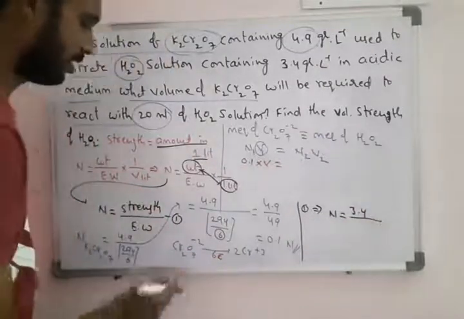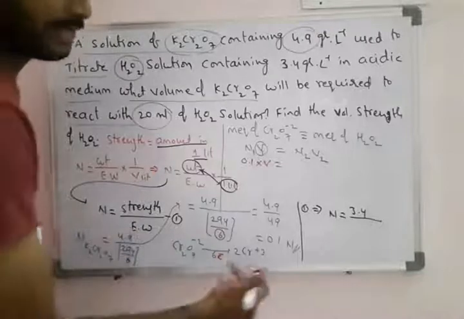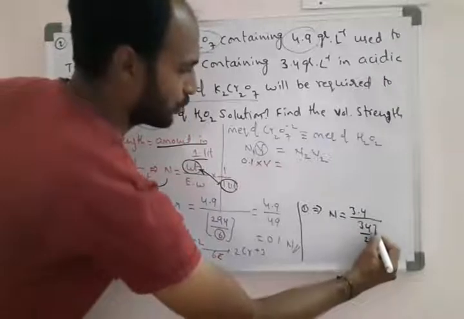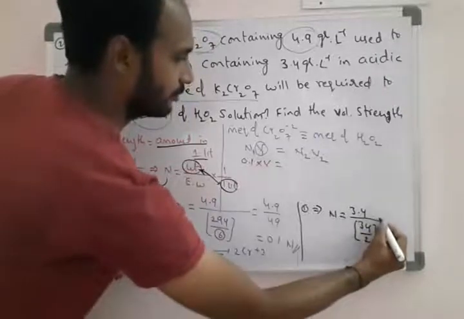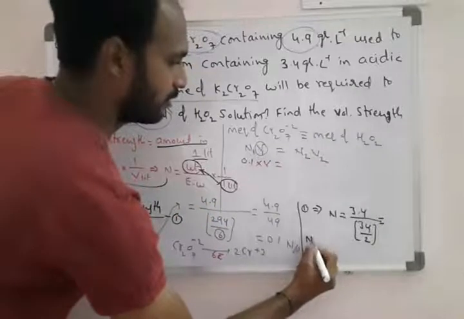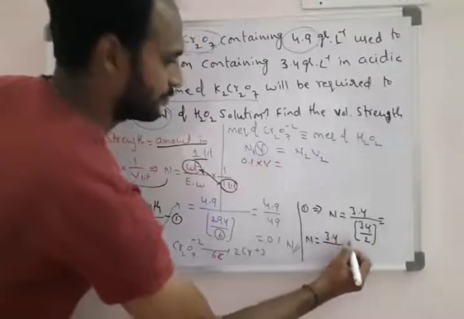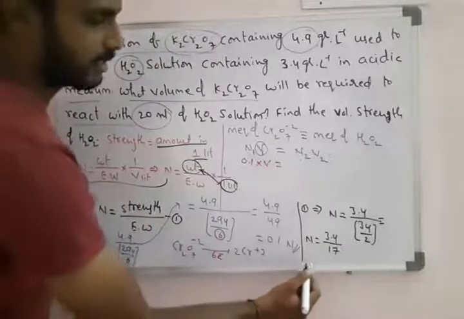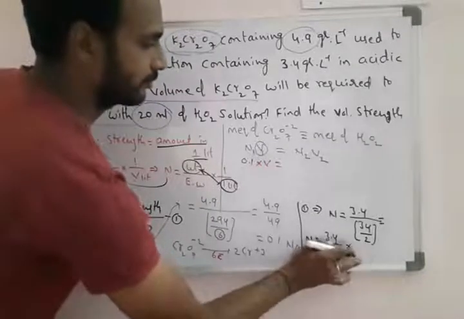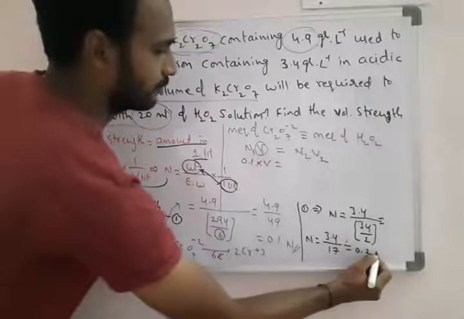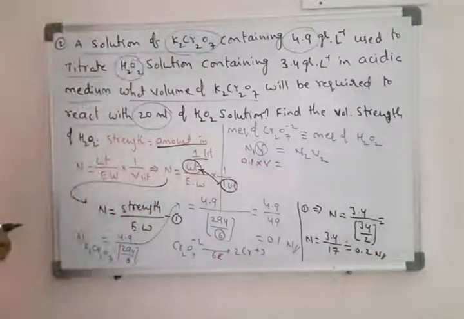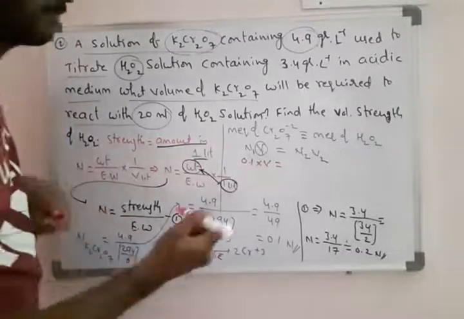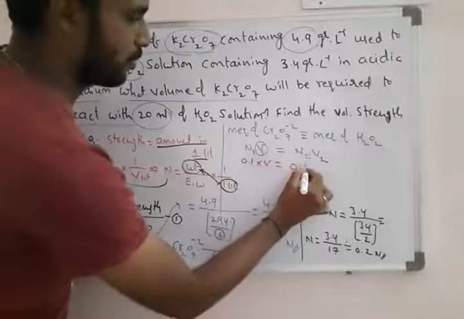3.4 divided by its equivalent weight. Its equivalent weight means molecular weight divided by the number of electron changes, which is 2 here. That is equal to N equals 4 by 17. So finally we will get 0.2 normality.